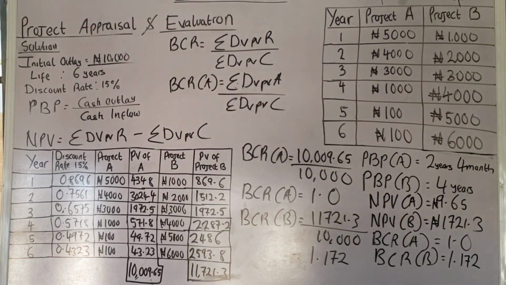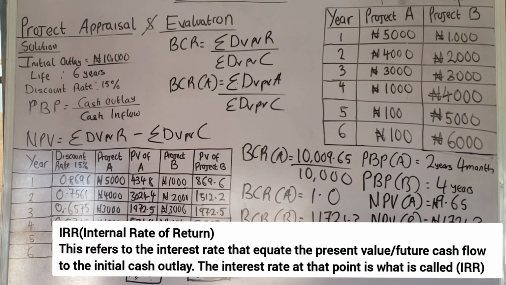Now, having gotten the benefit cost ratio of A and the benefit cost ratio of B, let us determine the IRR. The IRR means internal rate of return. You understand?